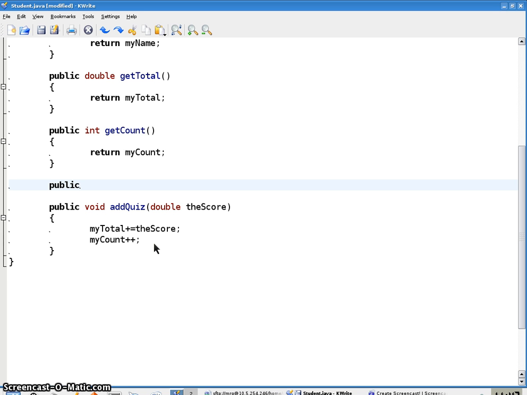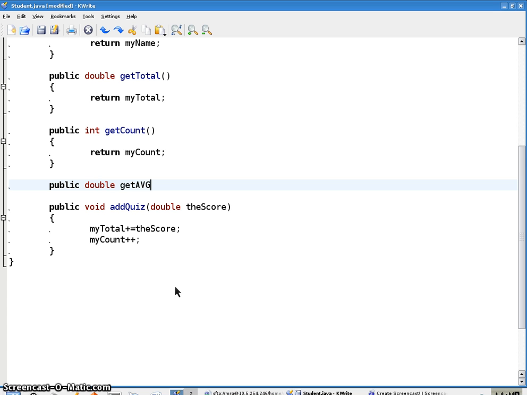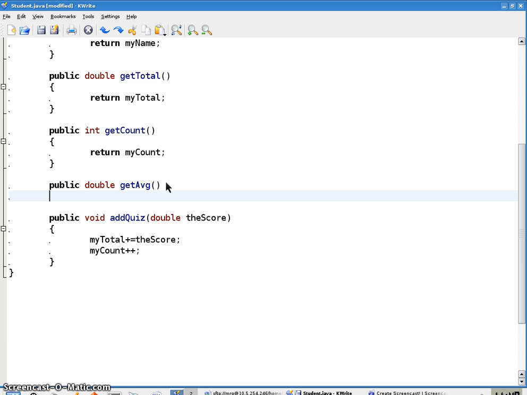Public. Void or not? Not. It returns what type of number is that? A double. Because we're dividing my total, which is a double, by my count, which is an int. That'll give you a double. So public double getAvg. We forgot to write that. Now, did I do all caps here? I didn't. Okay, so I have to write it the same way here. It's an accessor with no input parameters, so there you go.